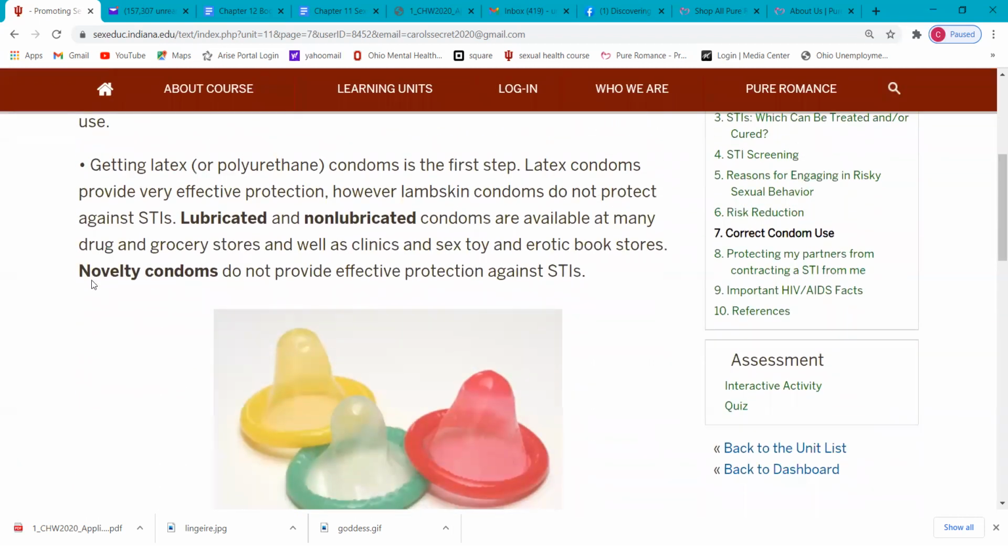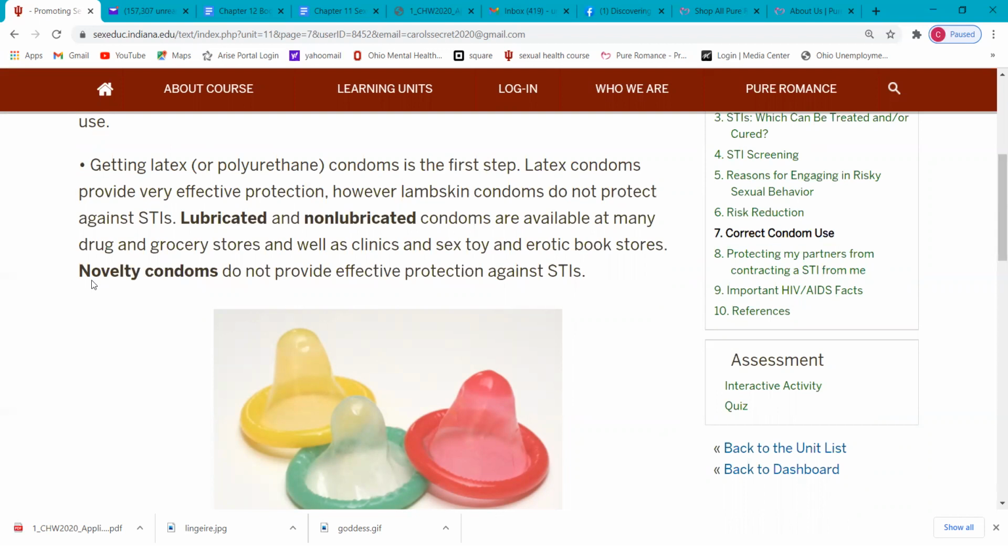Latex condoms provide very effective protection. However, lambskin condoms, for people who may be allergic to latex or just have this as a preference, do not protect against STIs.